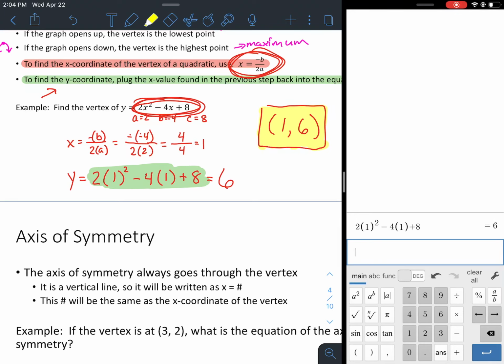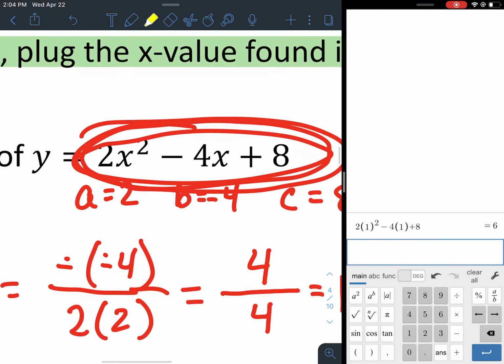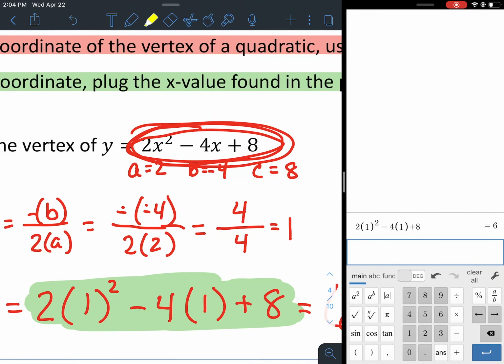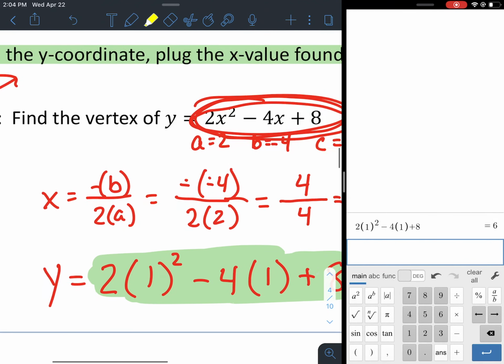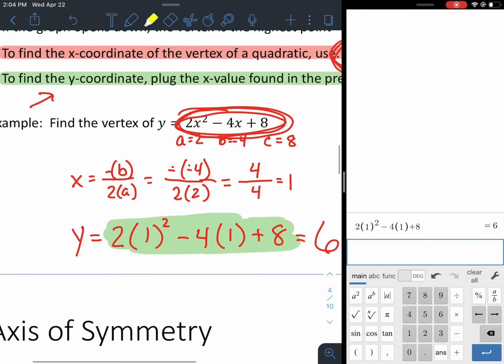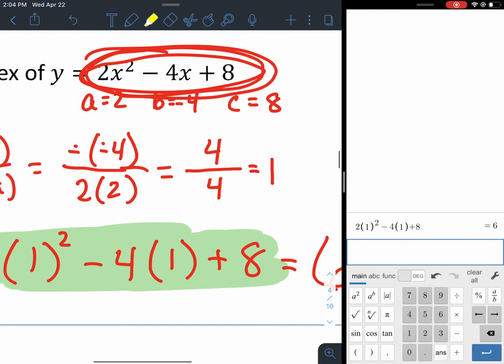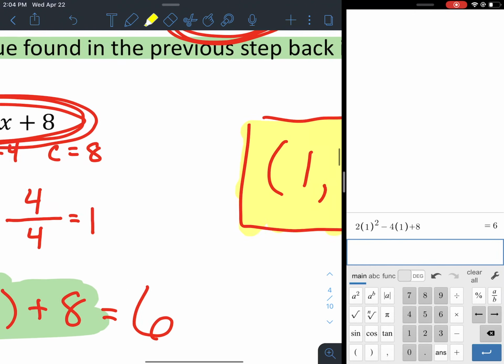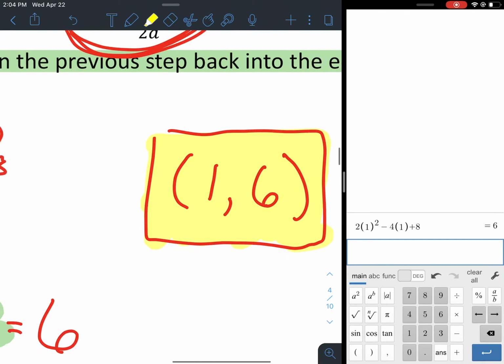I promise it's going to get a lot faster the more examples we do, but that first one, I think it's just so important to make sure we take the time and explain each step thoroughly. So again, one more time walking through. When we're given the equation, we label our a, b, and c. We start by finding the x value by plugging into the formula negative b over 2a, the opposite of b over 2a. After we plug those in and simplify, we get our x value.